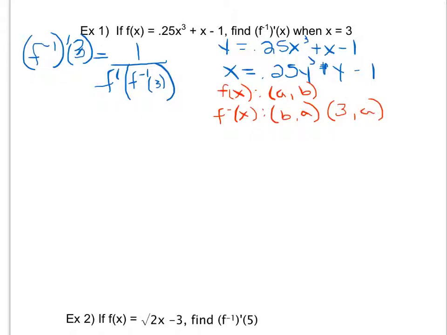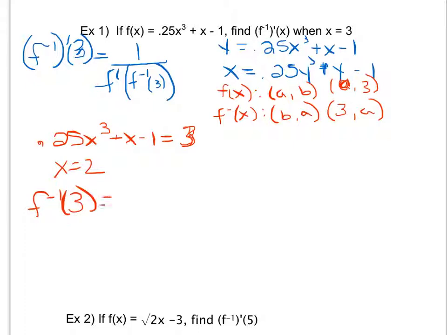Well, that means that when f has an x value of a, it has a y value of 3. So I can go ahead and take 0.25x cubed plus x minus 1 and ask myself, when does it equal 3? Using the solver function on my calculator, I find out that x equals 2. We will go over this more in depth in class tomorrow, how to use your calculator to get that answer. Okay, so now that I know that f inverse of 3 equals 2, I can go ahead and plug that in here.